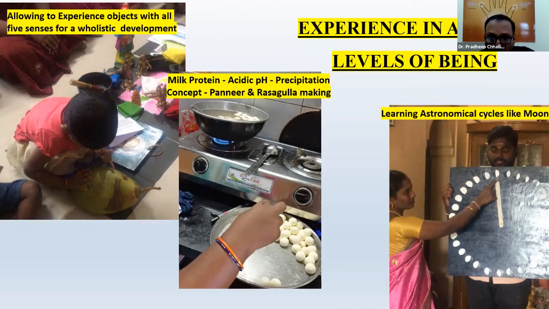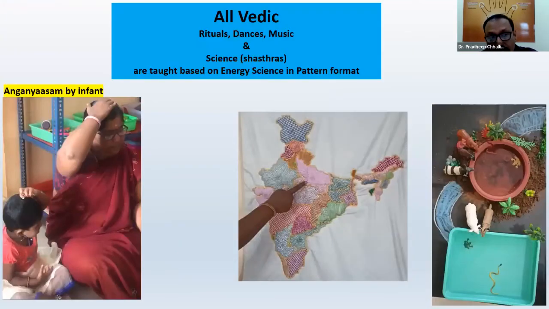Similarly, we introduce all the Vedic Shastras, like astrology through astronomy. Here you can see the moon cycle, and also the Anganyasam that we do in the rituals; here you can see the teacher doing it and the child learning. At the first level, these are like body rituals, which help like a small type of yoga. Not only that, we also introduce rituals, dances, music, all the Shastras and other subjects at a very young age, and the children are able to grasp them very well.